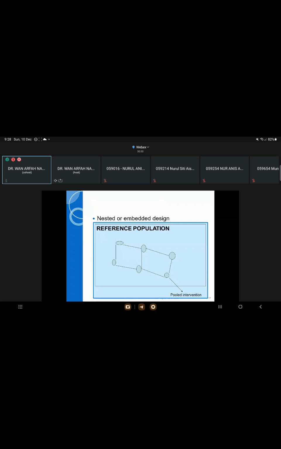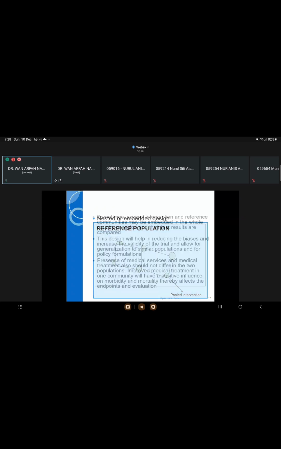This is another one, nested or embedded design. Okay, right. So sometimes, this is the explanation. Sometimes several intervention and reference communities may be embedded in the whole country or region, and their test results are compared. All right. So for example, in Malaysia itself, actually there are many community trials going on. It's just that we don't term it directly as a community trial.